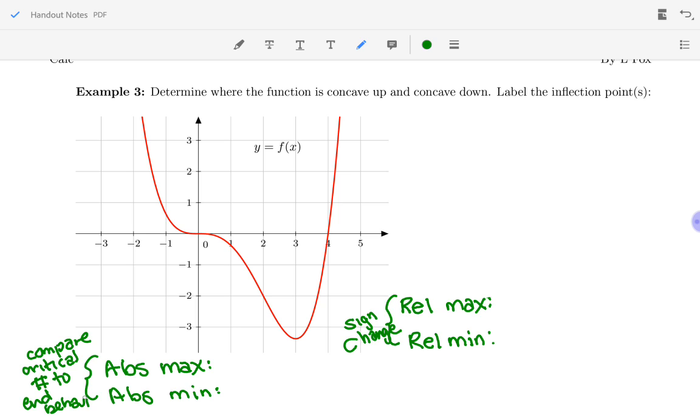So we're doing this graphically. If we were doing this algebraically, which we're about to, so some good review: for relative max and min, you find critical numbers, and you make a sign chart for your second step. Absolute max and min, we're going to find critical numbers, but in our second step, we're just going to compare the y values of our critical numbers to the end behavior.